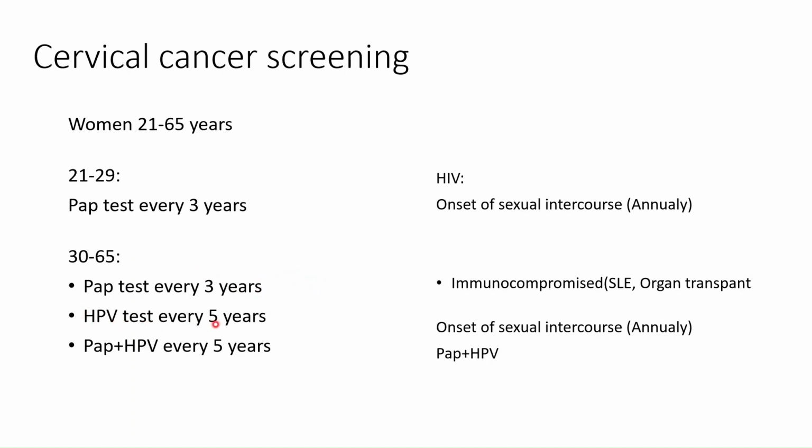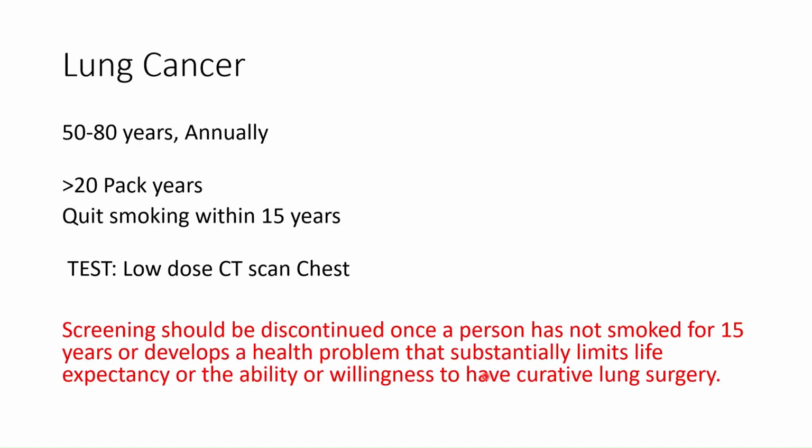If HPV is tested, we repeat every 5 years, and Pap or HPV every 5 years we have to repeat, because this is co-testing. If the patient has HIV, then after the diagnosis and the onset of sexual intercourse, we have to do it annually. For immunocompromised patients, we do co-testing with Pap and HPV, annually.